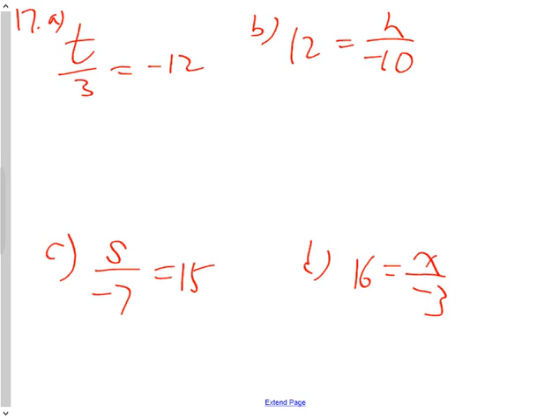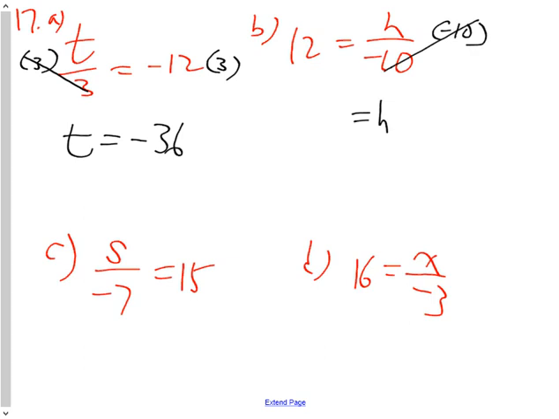So question 17 asks us to solve each. Again, we're going to use opposite operation to solve it. T divided by 3 multiplied by 3 will leave us just with t. Since I multiplied both sides by 3, I get t equals negative 36. T divided by negative 10 multiplied by negative 10 is t. Multiply both sides by negative 10, negative 120.